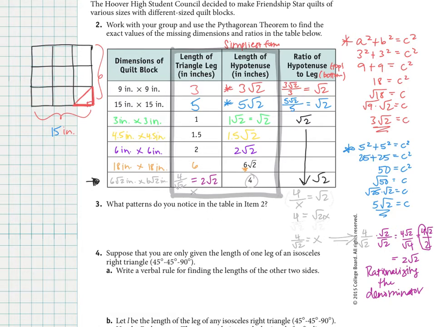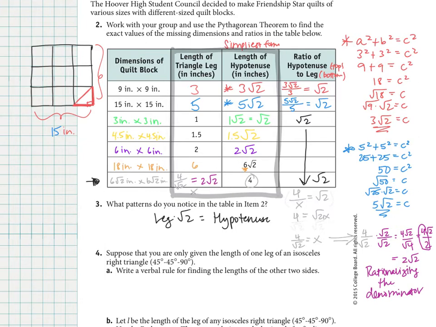So what do you notice? Well, you're going to notice that in order to get your hypotenuse, in the 3rd column, it's equal to your leg times the square root of 2. So that's a pretty cool pattern that we noticed. It worked every single time that we looked through that.